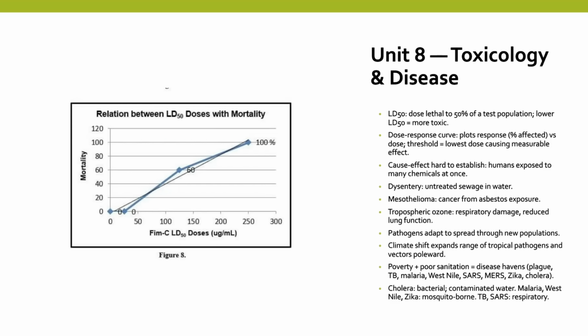LD50 is the dose that's going to kill half a test population, so a lower LD50 means a more toxic substance. Dose response curves plot that effect against dose, and in real life we're exposed to many chemicals at once, so isolating the cause and effect is very hard.